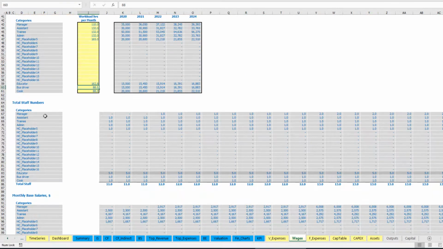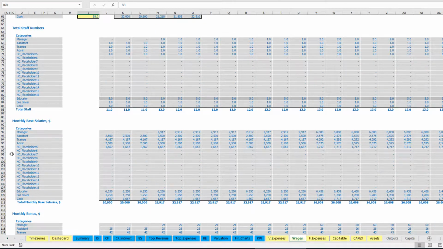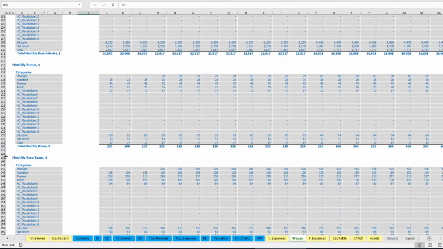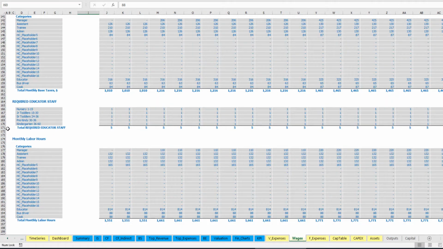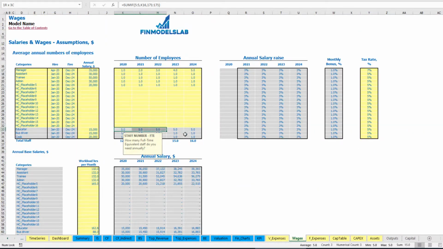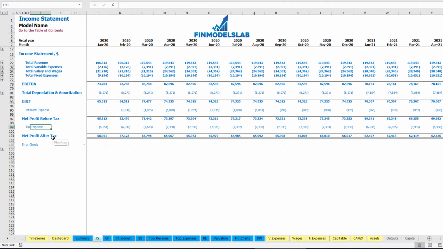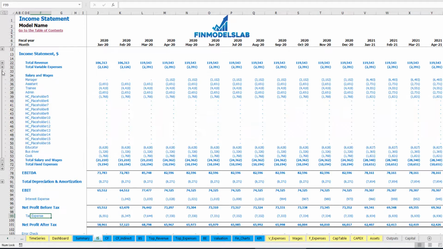All the calculation of staffing numbers, monthly base salaries, monthly bonus, tax rate, calculation of FTEs for these 3 categories you may see below. And separately on the income statement tab you have the total salaries and wages category, where you can see all your staff positions with the salaries, payroll tax and bonus broken down by months.